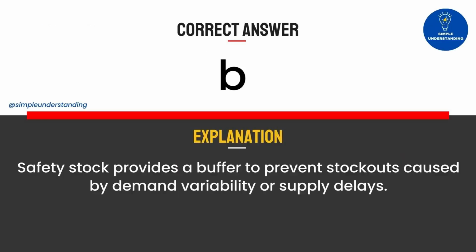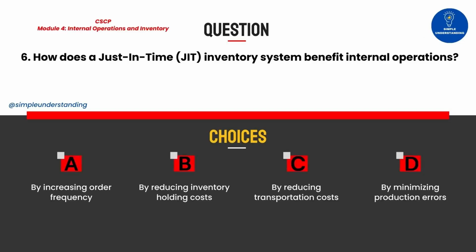Correct answer B. Explanation: Safety stock provides a buffer to prevent stockouts caused by demand variability or supply delays. 6. How does a just-in-time (JIT) inventory system benefit internal operations?